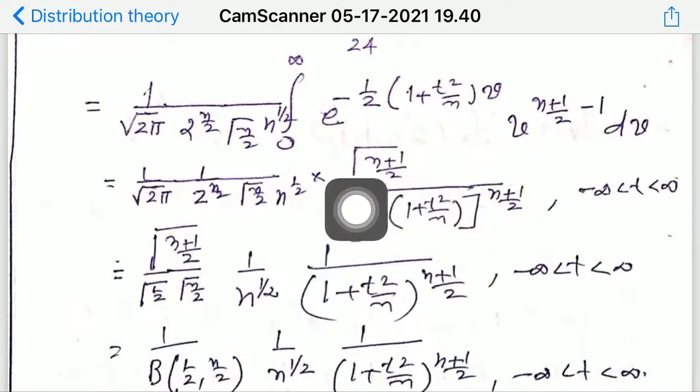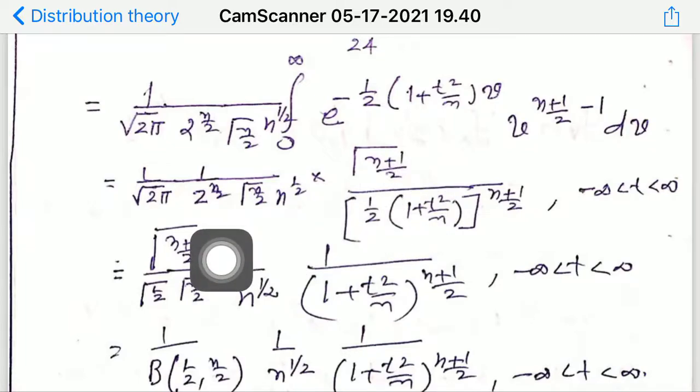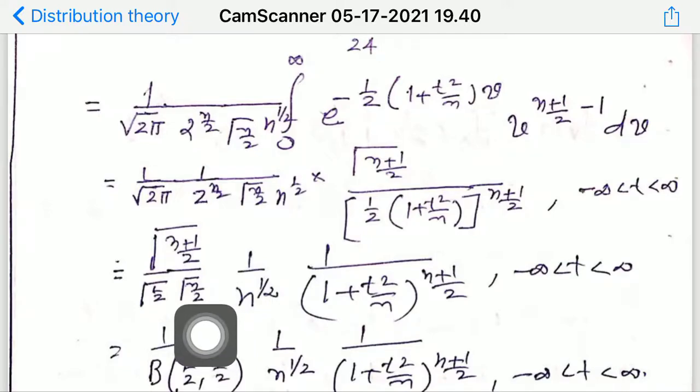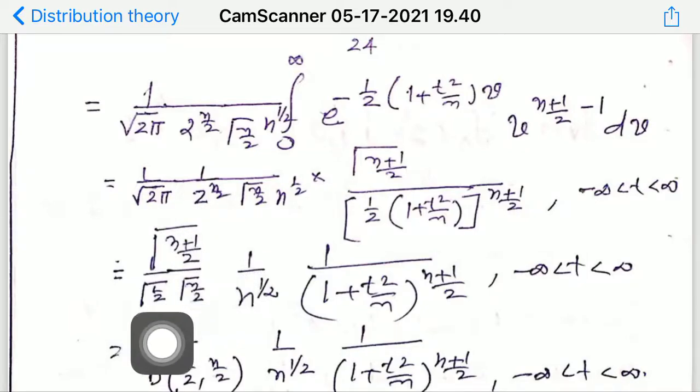Okay, then you can simplify these things and many of the quantities will be combined, nothing will be cancelled. You can take the gamma n+1/2 in the numerator, then gamma n/2 is there in the denominator, and here root of pi is written as gamma 1/2. That is a well-known result. Root pi is equal to gamma 1/2. You please remember this result. Root pi equal to gamma 1/2.